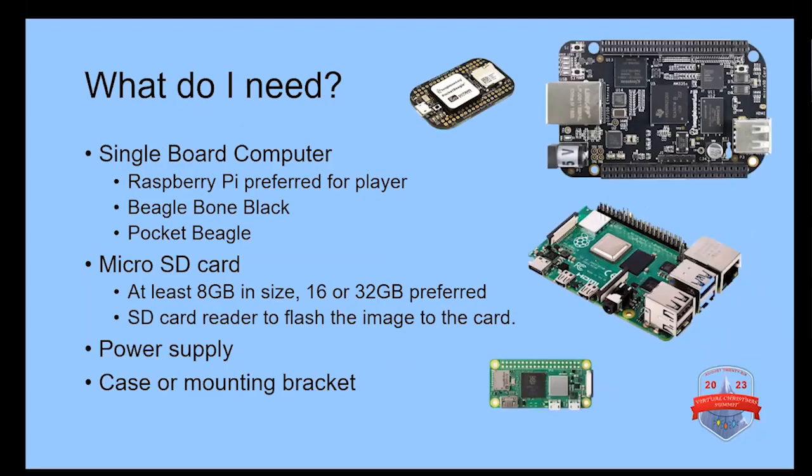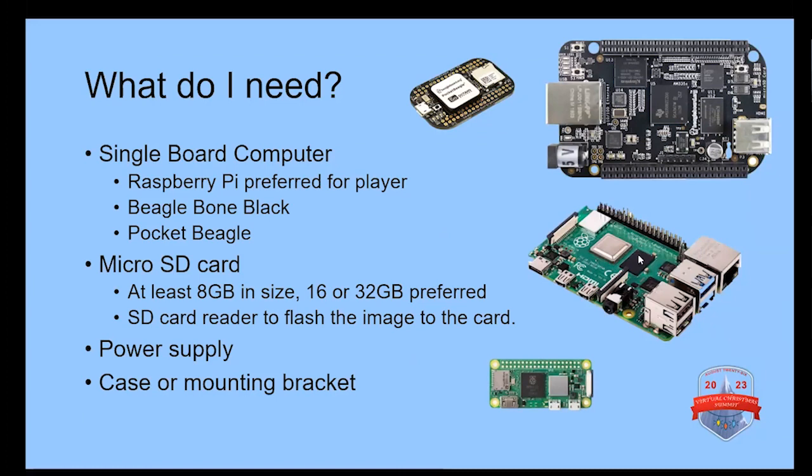So I hear a lot about this FPP and I don't really know where to get started and what I really need, right? So ultimately you're going to need a single board computer, is what they're called, which can be a Raspberry Pi or a BeagleBone Black or a Pocket Beagle. And there's various versions of Raspberry Pi. In the pictures here, you just kind of see what these things look like.